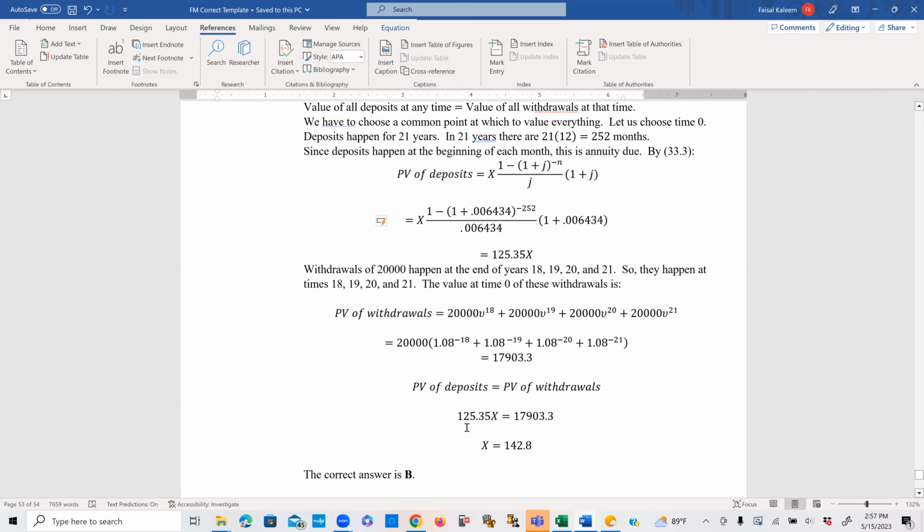Now we equate the present value of deposits with the present value of the withdrawals. So we have 125.35x equals 17,903.3, and that gives x to be 142.8. That is choice B.